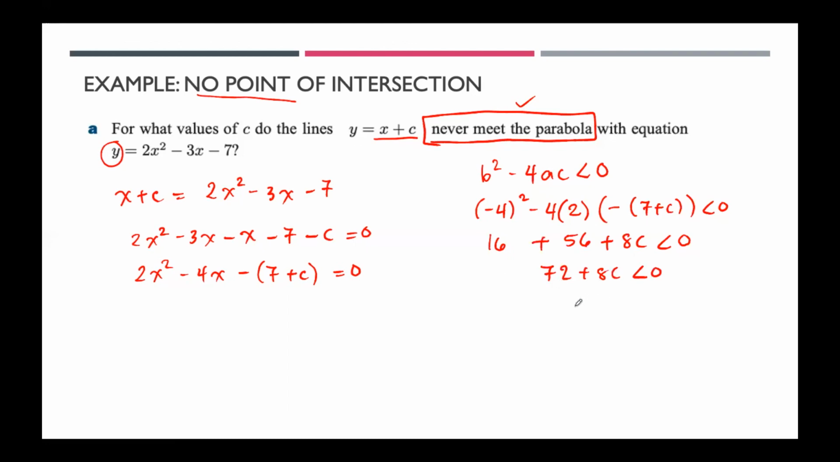Therefore, 8c is less than negative 72. That means your c is less than negative 9, right? Divide the whole thing by 8. So therefore, this is the value of your c, or if you're going to write it as an interval form, that means from negative infinity until negative 9, exclusive.